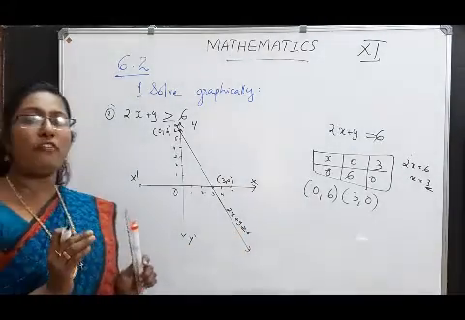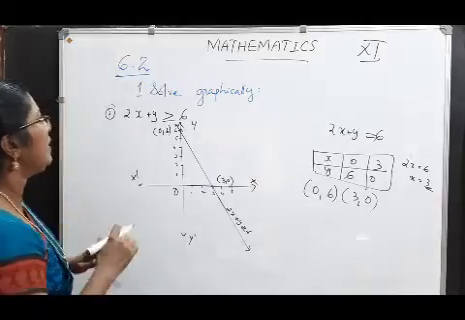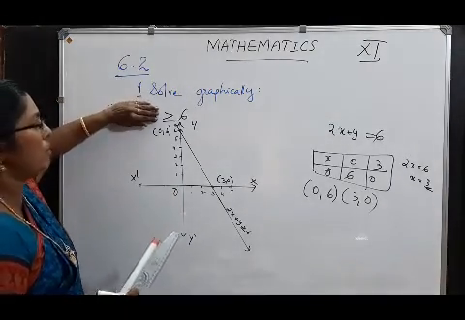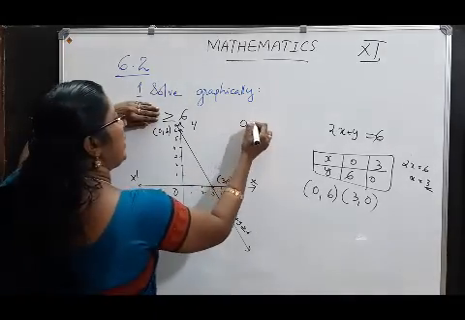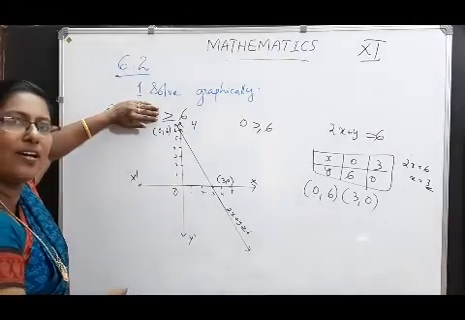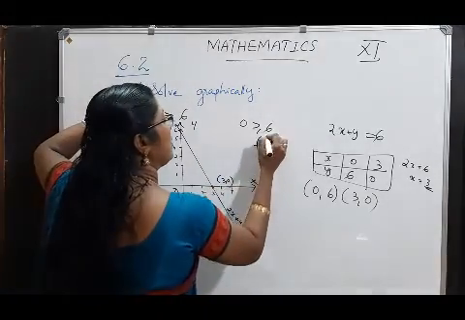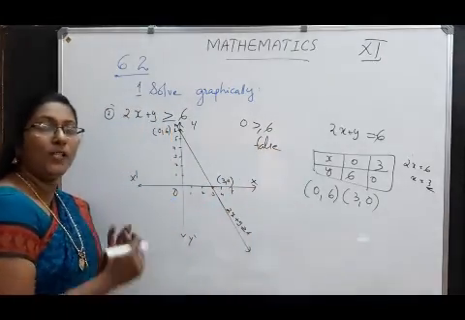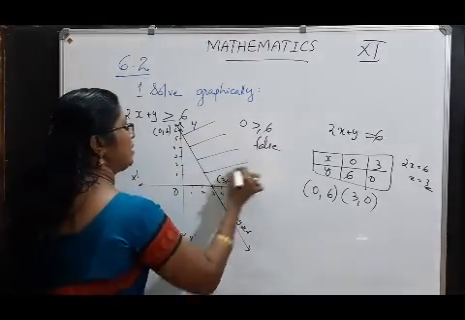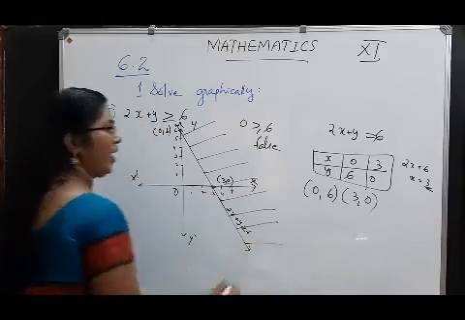Then our aim is to find the region. Here x and y are 0, 0. Is 0 greater than or equal to 6? No, false. This statement is false. So the region is not included. This is the region. Okay, clear?